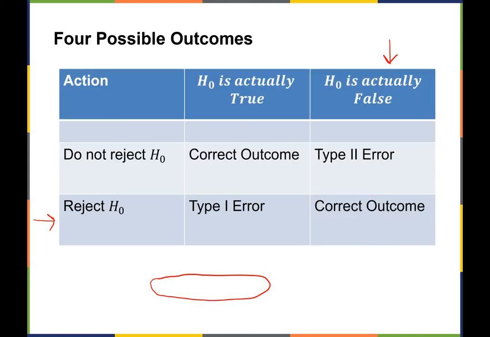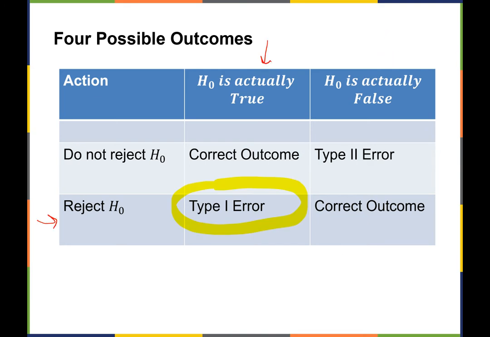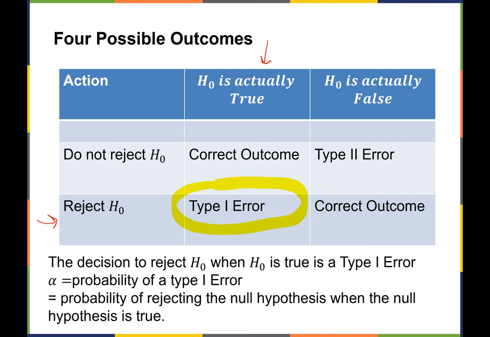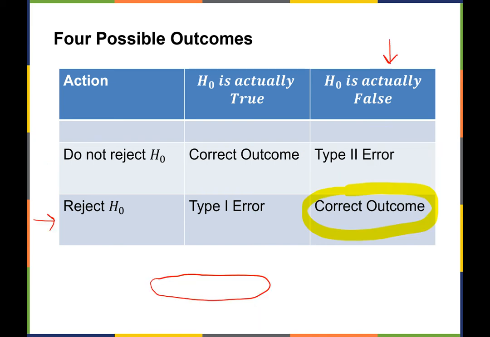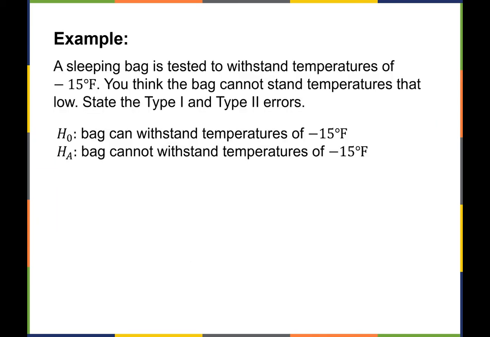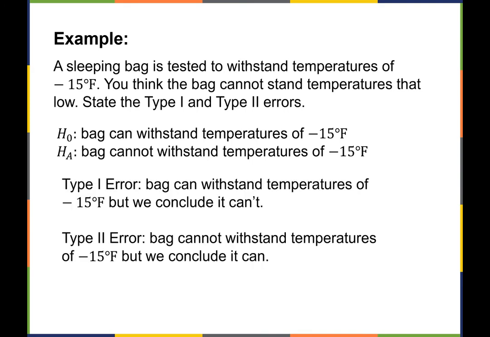Let's just flip back. Remember, the type 1 error was reject H0 when H0 was actually true. So reject H0 when H0 is actually true. Let's think about it in this context. We want to reject that the bag cannot withstand temperatures of negative 15 degrees when it's true that the bag can withstand temperatures of negative 15 degrees. So the type 1 error is the bag can withstand temperatures of negative 15 degrees. So the H0 is actually true, but we reject it.